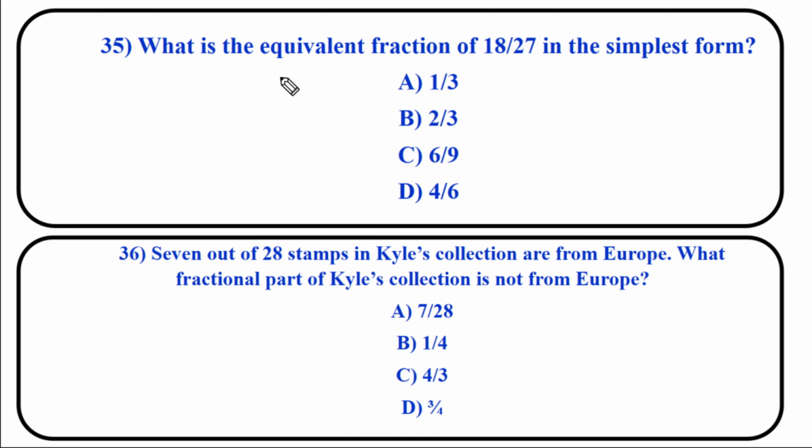Number 35, what's the equivalent fraction of 18 over 27 in the simplest form? To simplify this fraction 18 over 27, ask yourself, what's the greatest common factor of 18 and 27 is what, guys?